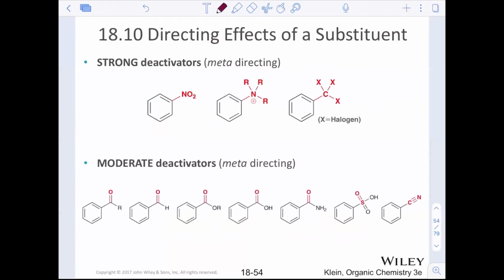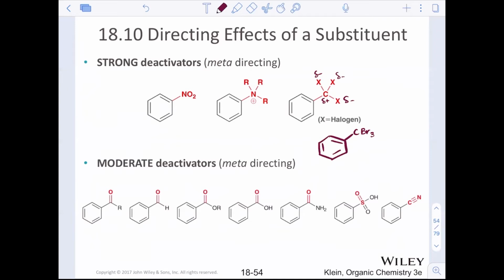Strong deactivators, meta-directing, nitro, protonated amines or tetrasubstituted amines because of the positive charge, or carbons with 3 halogens. That is because of the ability of those halogens to make that carbon so electron deficient, delta positive. That would be something like a CBr3. If we brominated the benzylic position completely, that would make a strong deactivator, meta-directing.